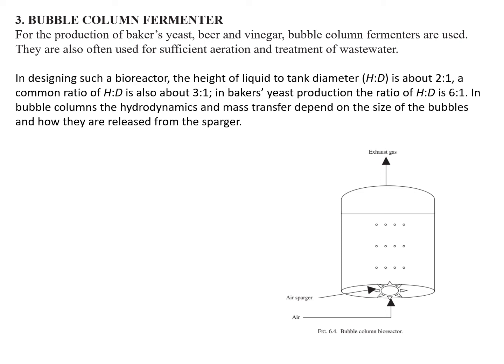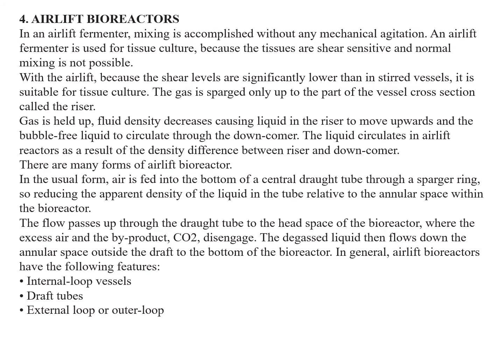In designing of a bioreactor, the ratio of the height of the liquid to the tank diameter, that means the height to diameter ratio, is either 2 to 1. A common ratio is about 3 to 1. In baker's yeast production, that is 6 to 1. Then this is a major component. This may be asked in section A.